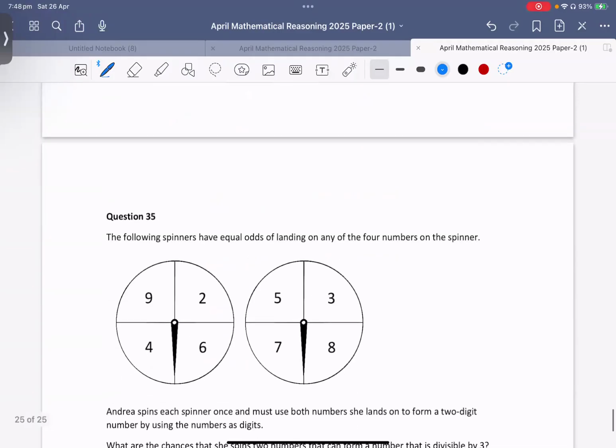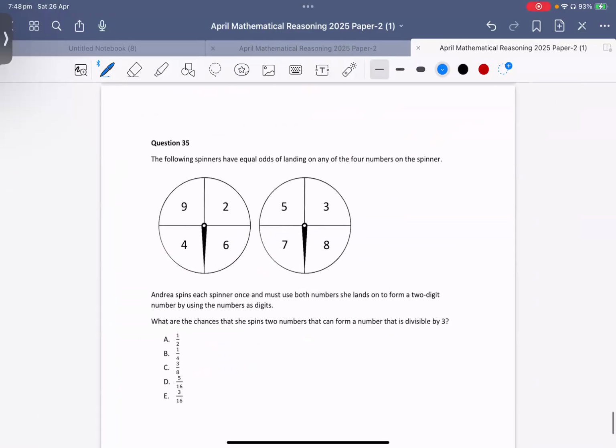And lucky last, question 35. The following spinners have equal odds of landing on any of the 4 numbers on the spinner. Andrea spins each spinner once and must use both numbers she lands on to form a 2-digit number by using the numbers as digits. What are the chances she spins 2 numbers that can form a number that is divisible by 3?